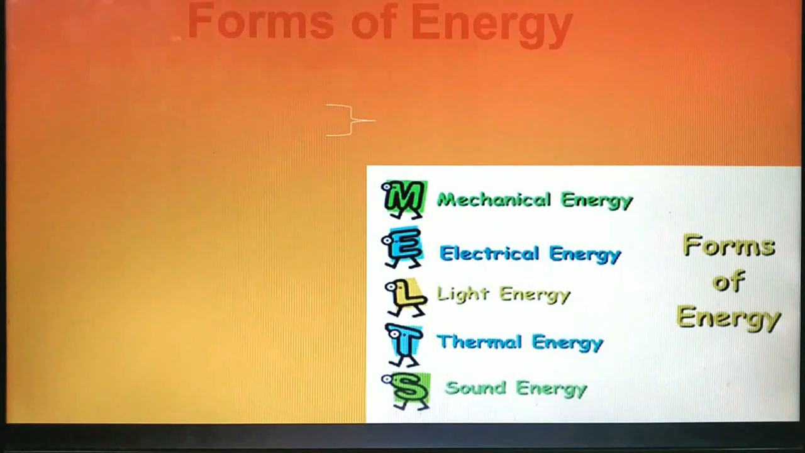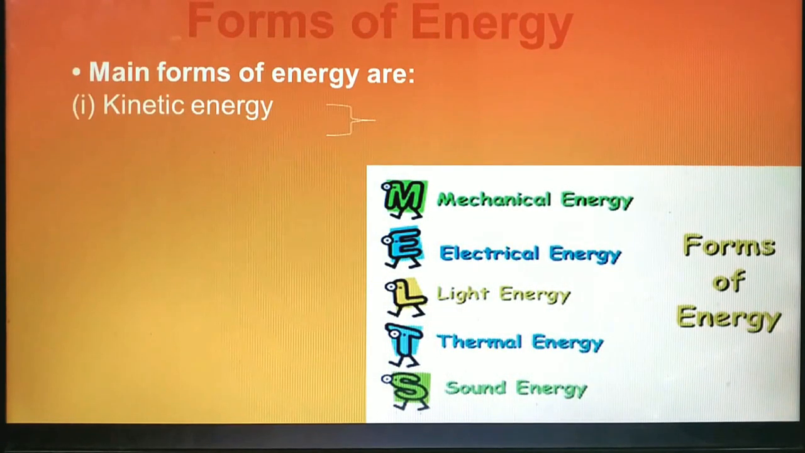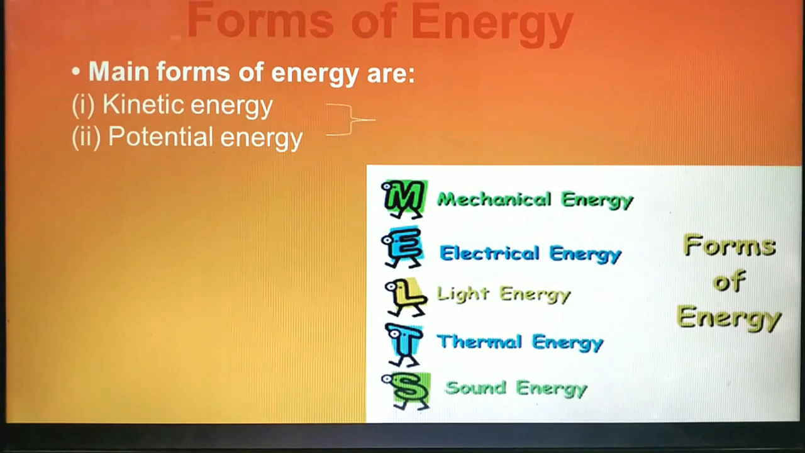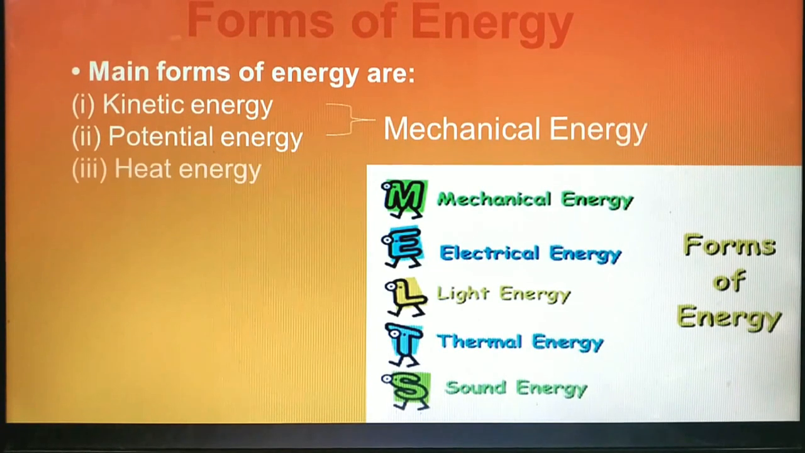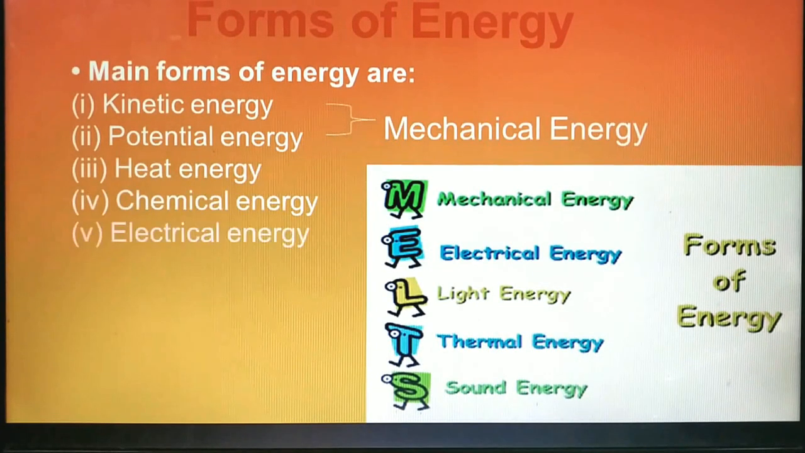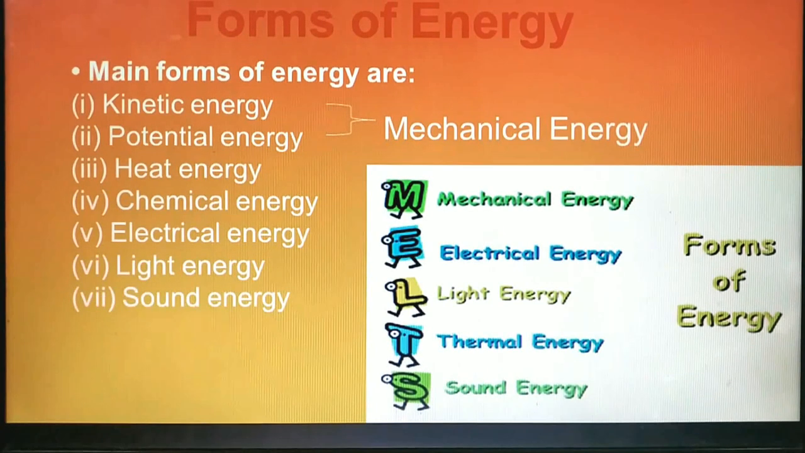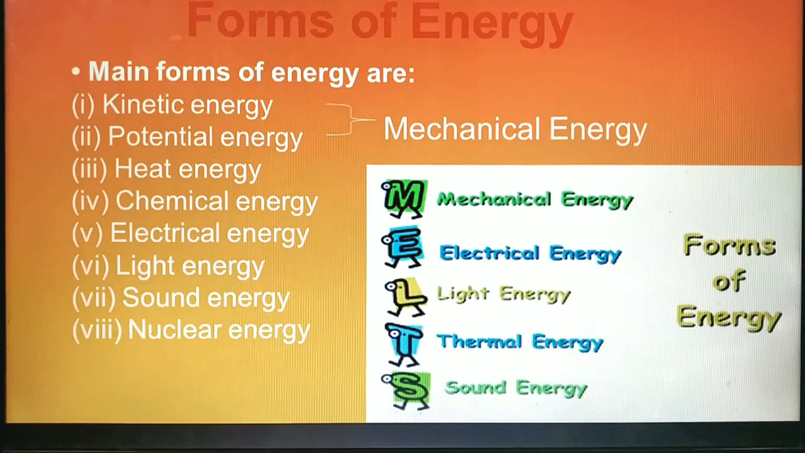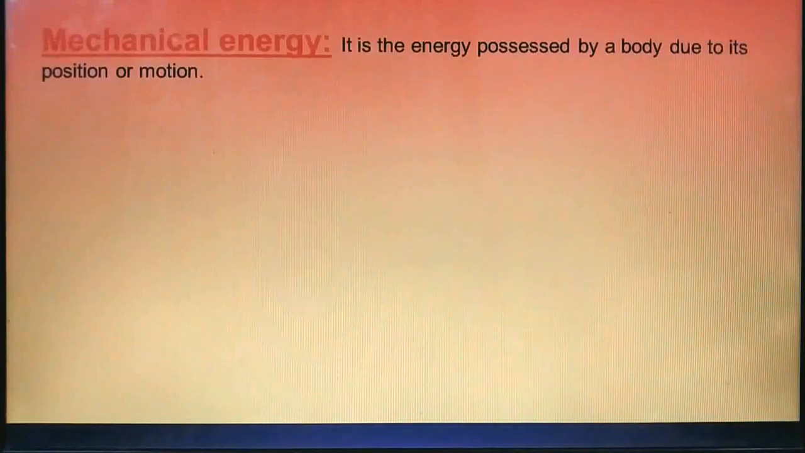Now the forms of energy. The main forms of energy are kinetic energy, potential energy, which are collectively known as mechanical energy, heat energy, chemical energy, electrical energy, light energy, sound energy and nuclear energy. So students, now we are going to study in detail about the mechanical energy.